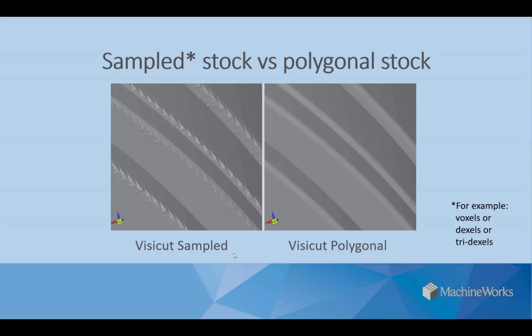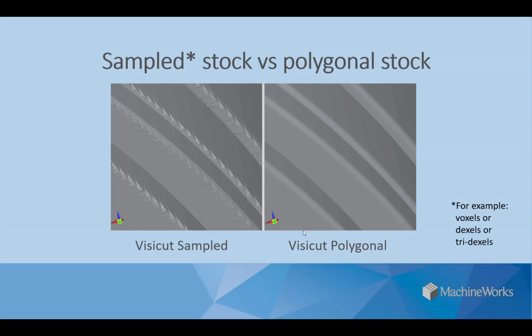And I know they're hard to see, but these two images show you an example of that. So this is quite a reasonable close-up of a stock that's been cut with a bull nose cutter with a reasonably small radius, such that the radius of the bull nose tool is similar to the distance between the sample points.